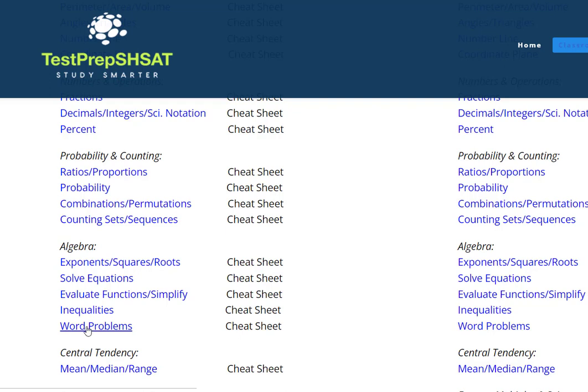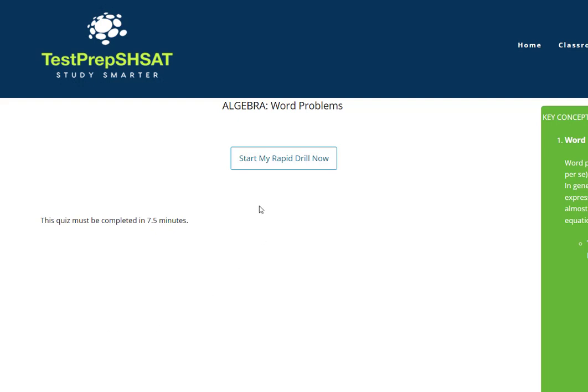I'm going to click word problems, and I'm going to begin my rapid drills on word problems. Again, I'll see the key concepts off to the right, essentially our cheat sheet again with direct lesson links if I choose to use them. And I'm going to start my rapid drill.